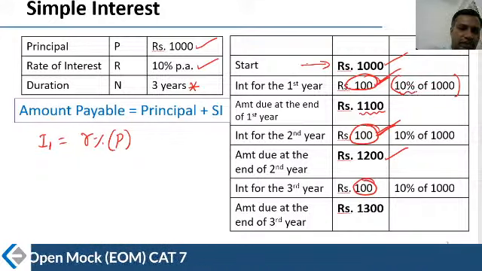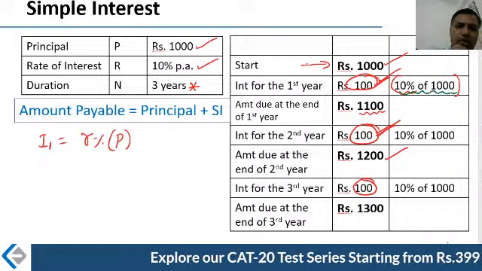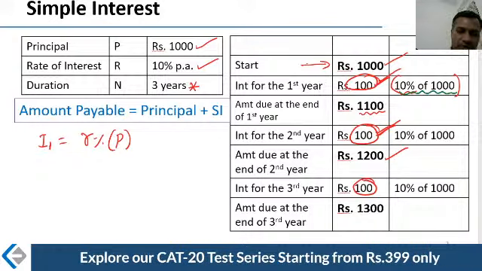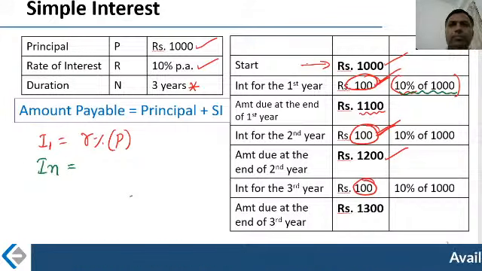So for example, here, what did you calculate? 10% of 1,000. I'm writing a general form: R percent of the principal. That's what you calculate as the interest for 1 year. What if you do it for n years? I want the simple interest for n years.